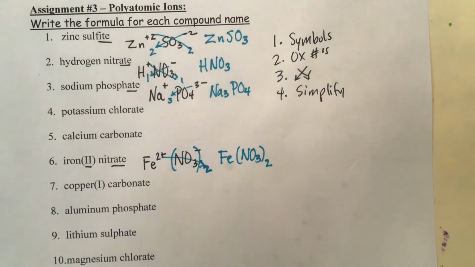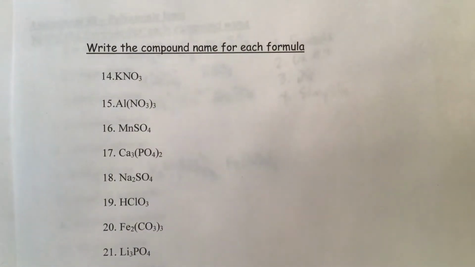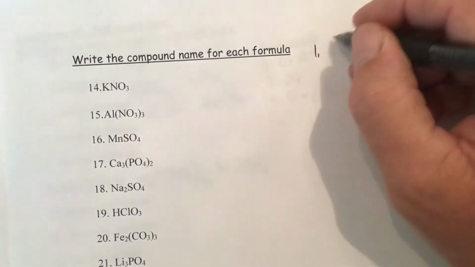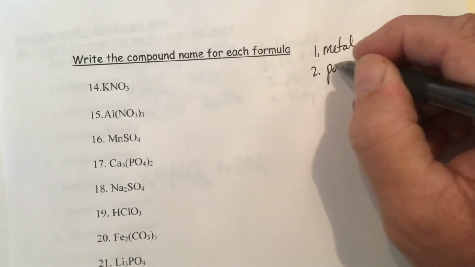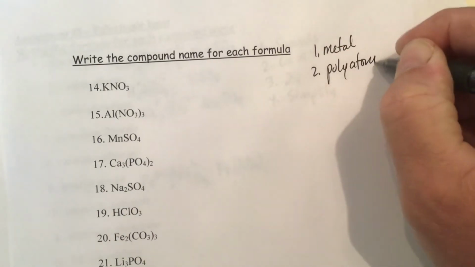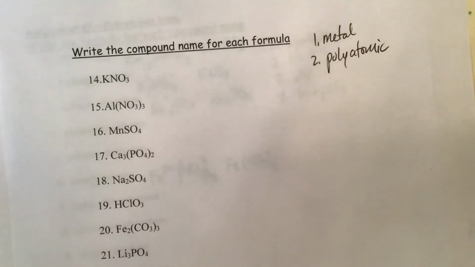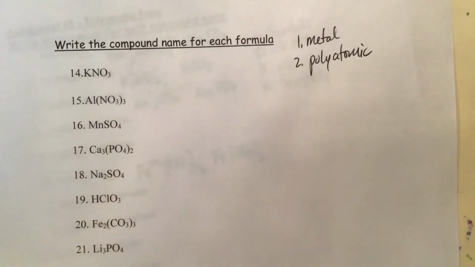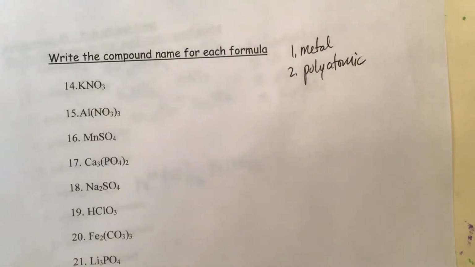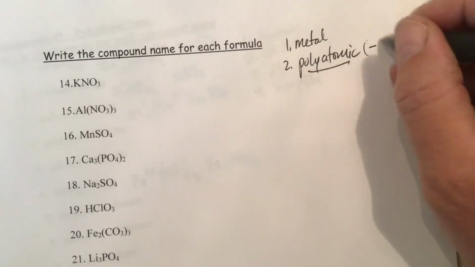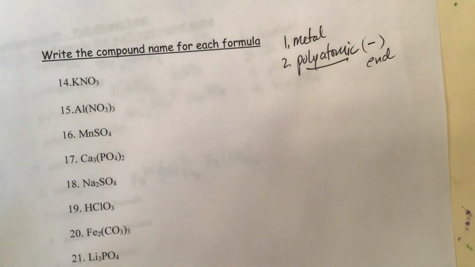Now let's look at the other part, and this is pretty easy. We're going from the formula to the name, okay? So here, you write the name of the metal, and then you write the name of the polyatomic ion. That's it, unless there's a multivalent cation. If there's not a multivalent cation, we just write what it says. Now, remember, your polyatomic ions are negative, so they're going to be at the end of the formula. The metal is going to go first.